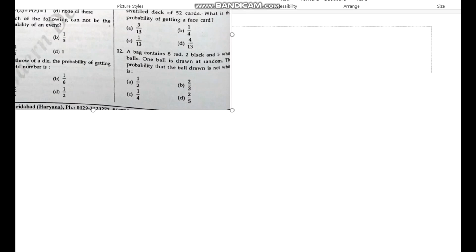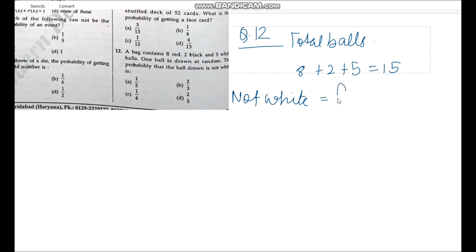See question number 12. A bag has 8 red, 2 black and 5 white balls. One ball is drawn at random. The probability that the ball drawn is not white. Not white means it may be black, it may be red. So total balls are 8 plus 2 plus 5, that is 15. Not white is my favorable condition, right? So not white, I will say that it is red or black.